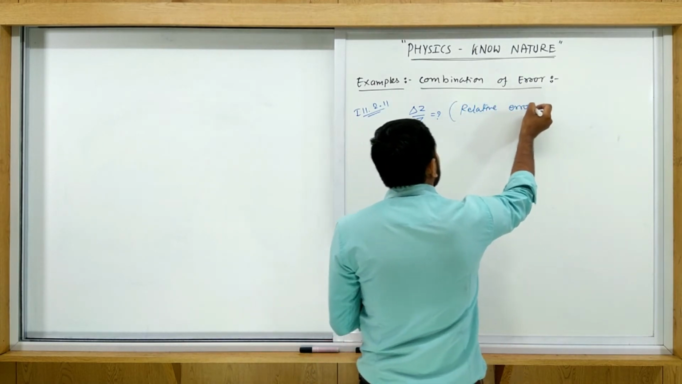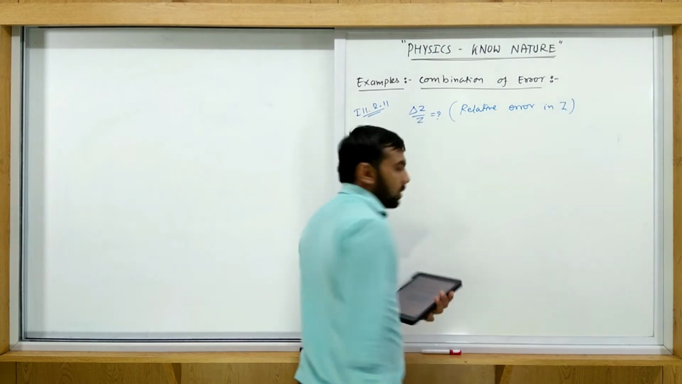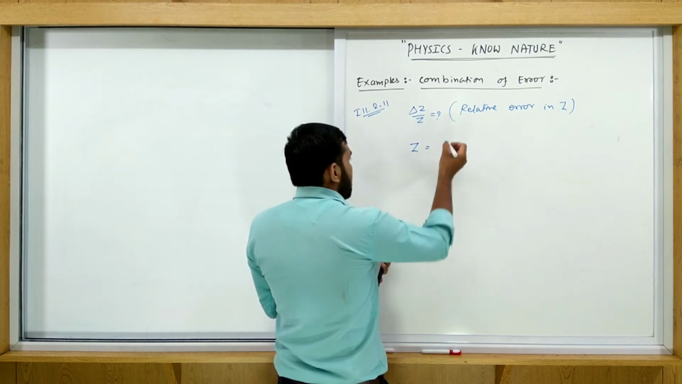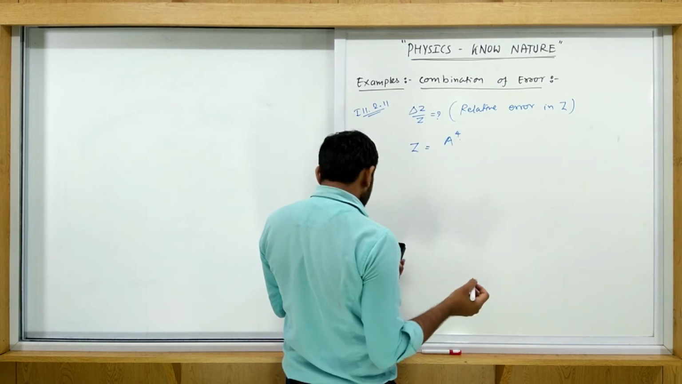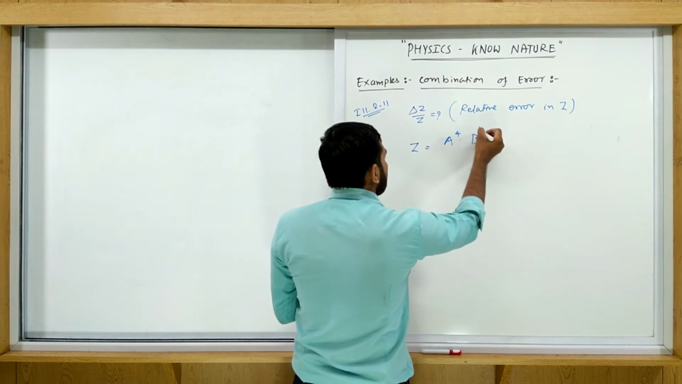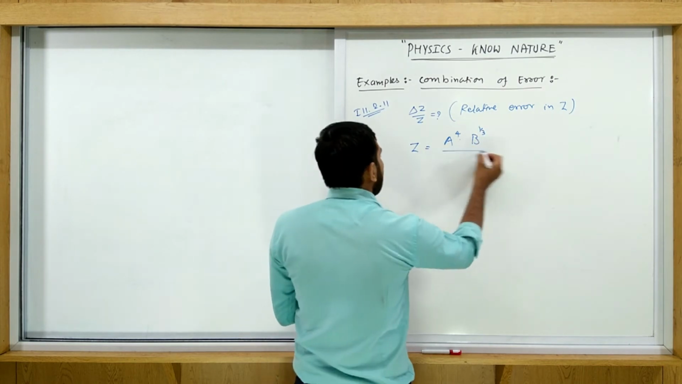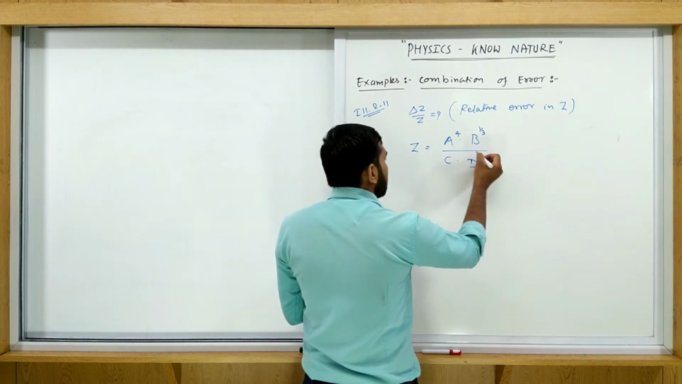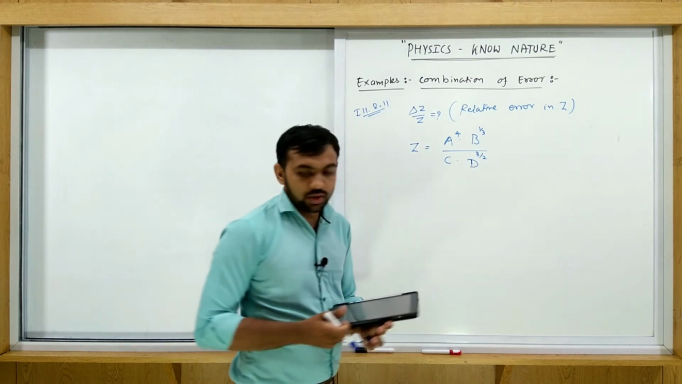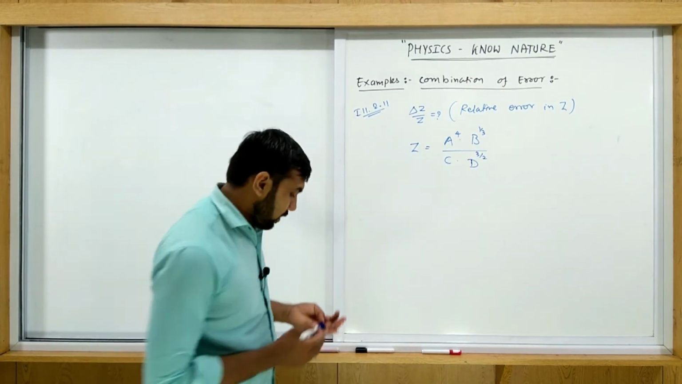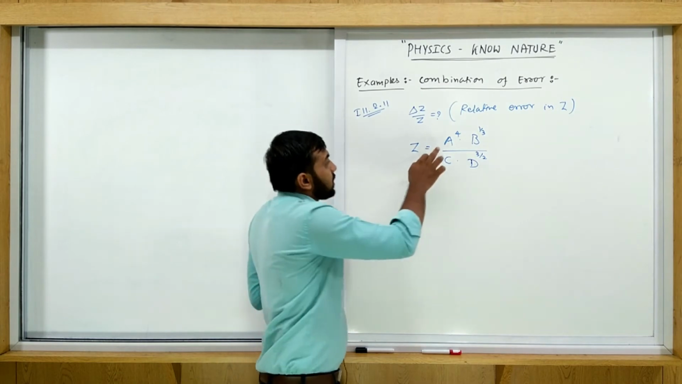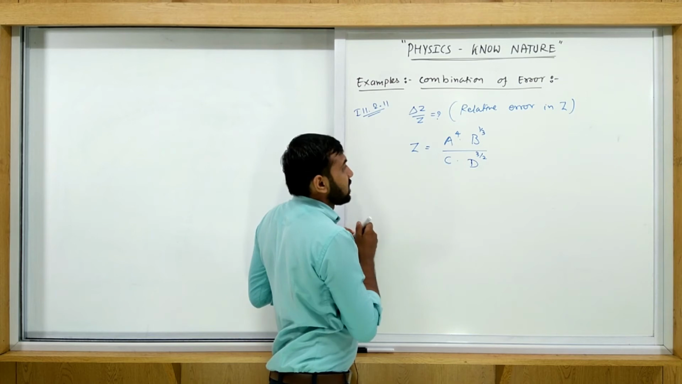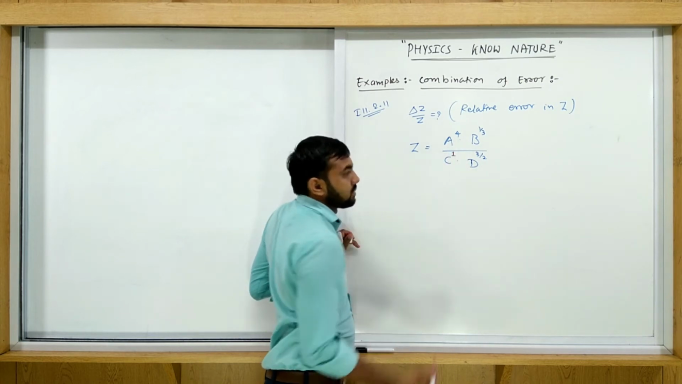But what is Z? Z is given to us. Z is equal to a raised to 4 into b raised to 1 by 3 upon c into d raised to 3 by 2. This type of case is given to us. Then how do we find the answer? Very simple. See, the powers are given to us: a raised to something, b raised to something, c raised to nothing. Nothing means you write 1 here.